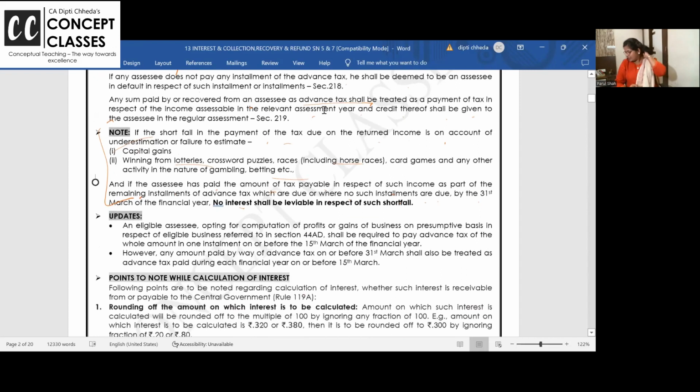I will say 44AB tax audit limit for the turnover is 1 crore. 44AD tax audit turnover limit is 2 crore. You need not maintain books. You need not get your books audited. Directly on your turnover, show 8% as net profit.